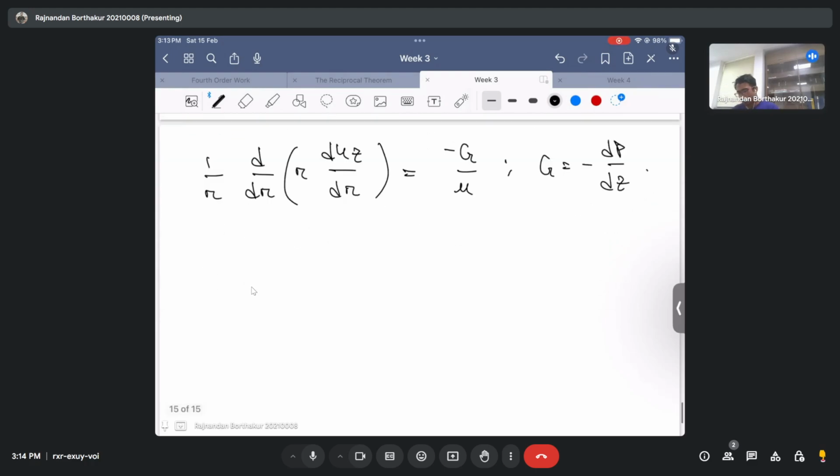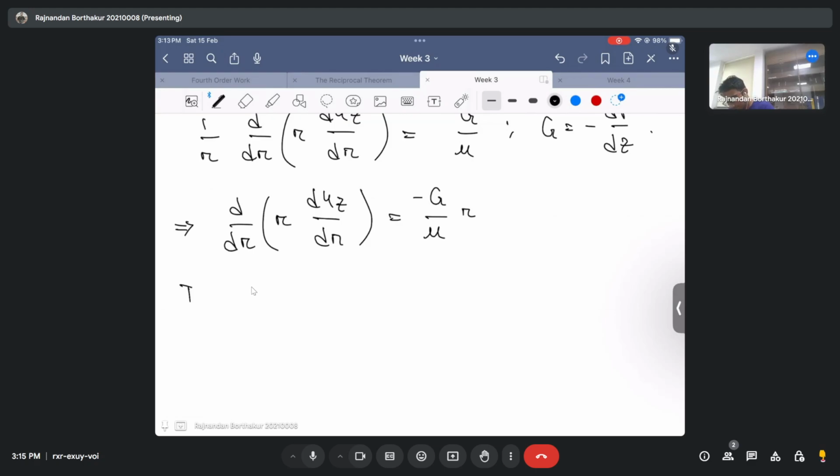All right, so let's solve this. As you can see, this is a second order ODE, meaning that we will inevitably get two constants, and we will see what those constants will be. But first let's integrate and solve this. Before integrating, I write this term as d/dr of r times duz by dr, and then the right side becomes minus g by mu times r.